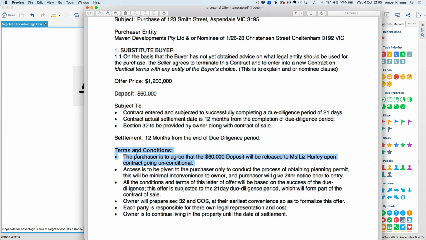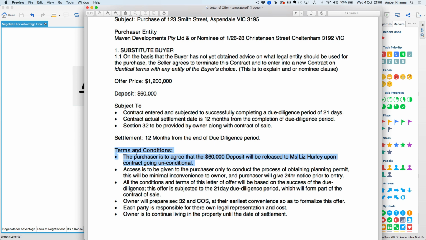The purchaser is to agree that the 60,000 deposit will be released to Miss, I just changed the names, Liz Hurley, upon contract going unconditional. That means it goes unconditional at the end of due diligence. So then you give that 60K deposit. Yeah. That's when we need to give them the 60K deposit.